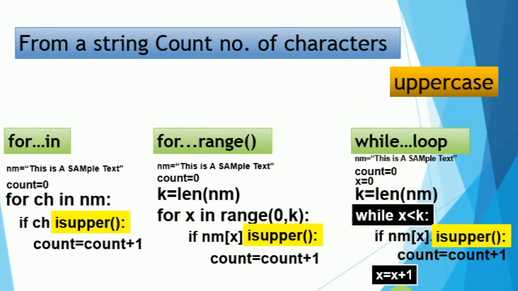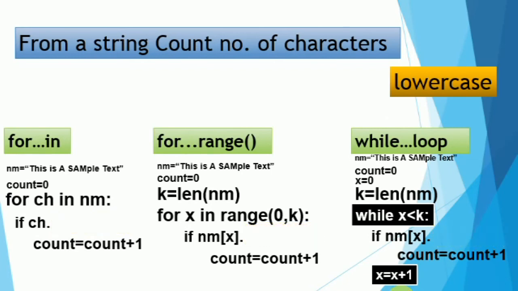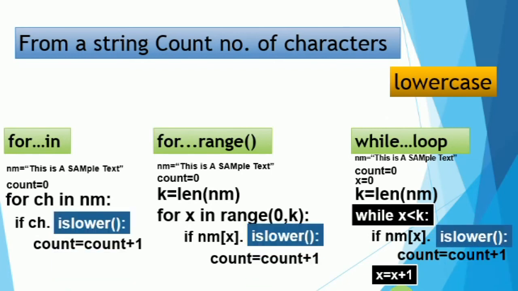Now the question is changed. If it is lowercase, what do you have to do? In this yellow box, erase isupper, and in place of that, write islower. The coding is going to be the same, only the function is changed. Now this question was for uppercase. This question is of lowercase. Nothing you need to remove. Everything is going to remain the same. So it will count how many lowercase characters are there.